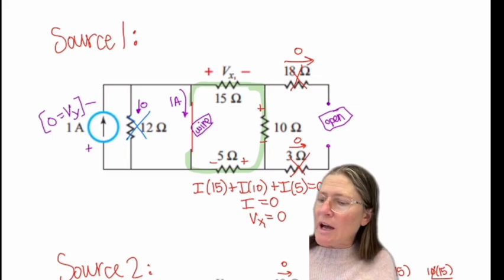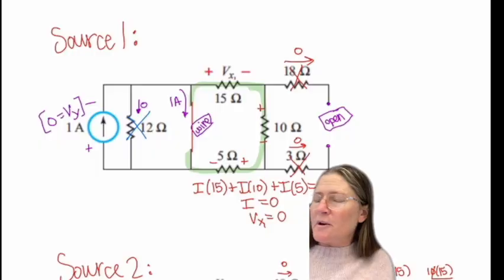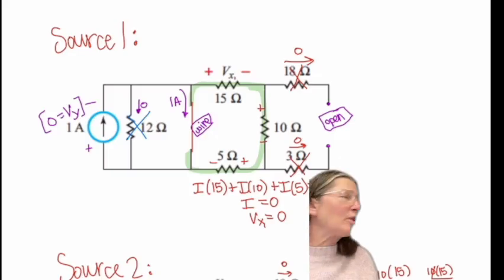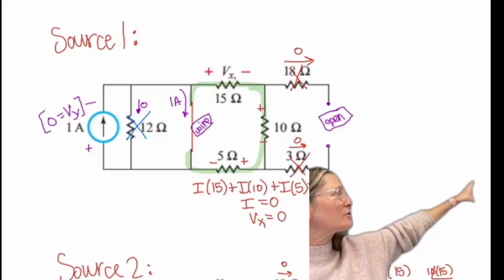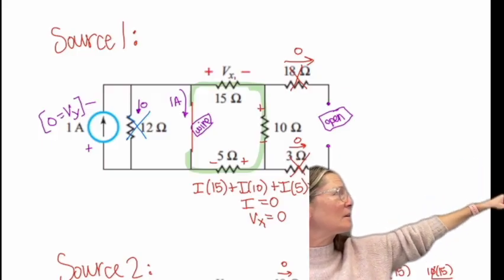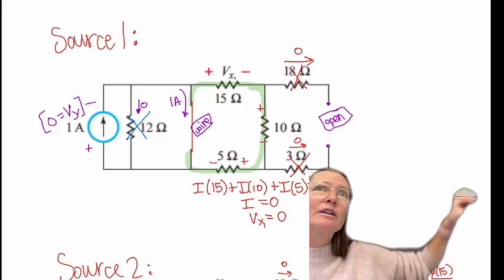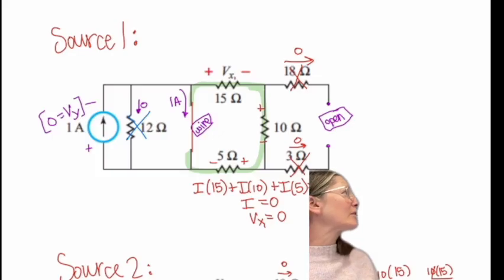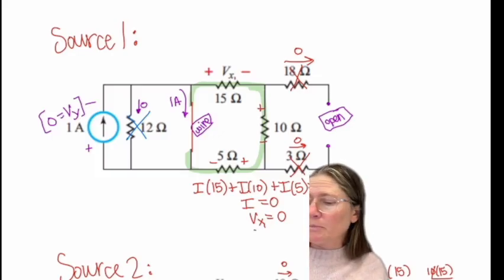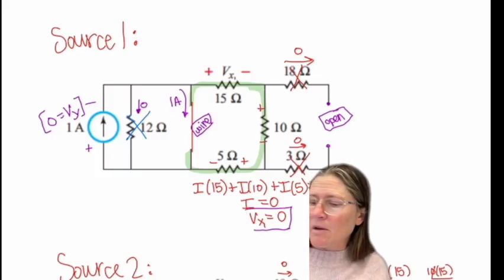So you only have the current, all of the current has to go through that wire, because with the same idea, there's 0 volts across the 15, 10, and 5, so you have 0 current there. So your voltage Vx for this one will be 0. Does that make sense?